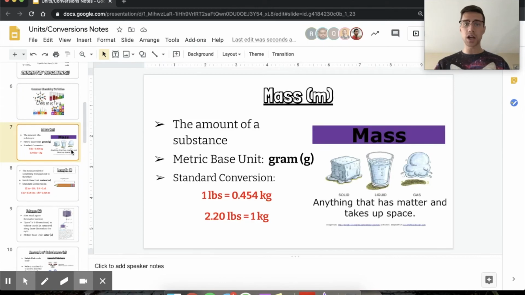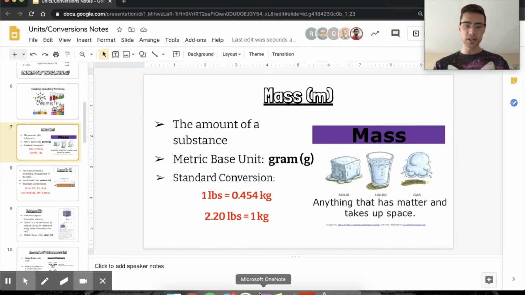So the first thing we're going to talk about is mass. Hopefully you have a good idea of what mass is. It's similar to weight. Once you get into physics, there are some technicalities as to why they're different. Weight more has to do with the effect of gravity on mass, whereas mass is a standard amount. So mass is the amount of a substance, right? How much stuff is in something.